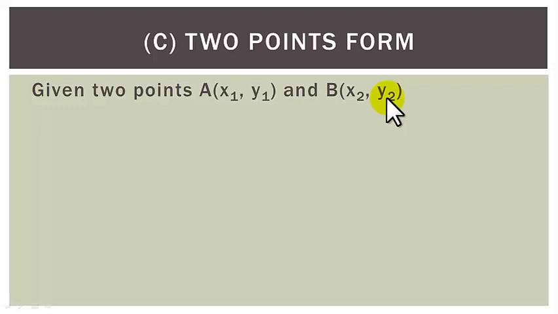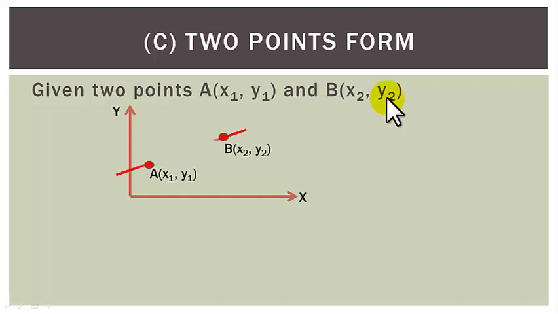these 2 points. Let us draw our x-axis as usual, and then the y-axis. Let this be the first point A, and this be the second point B. Then, given these 2 points, one can draw a straight line to pass through them.